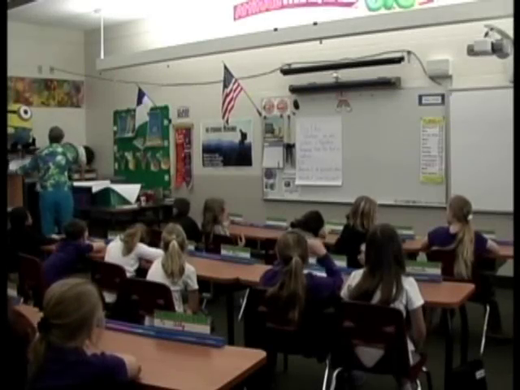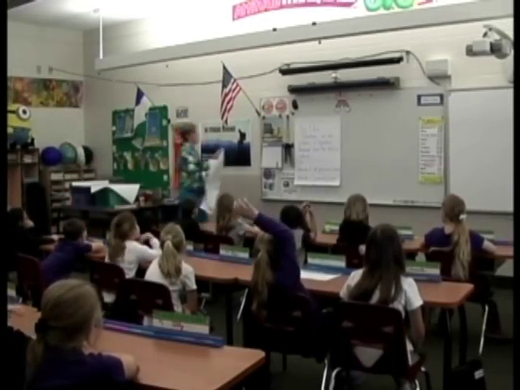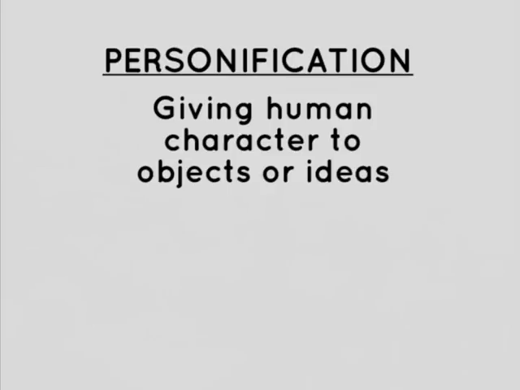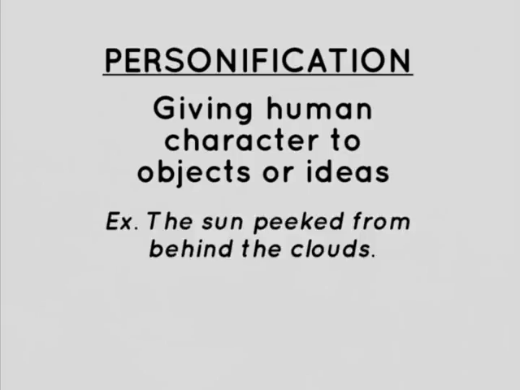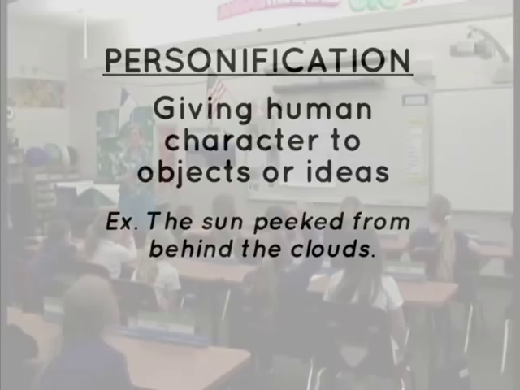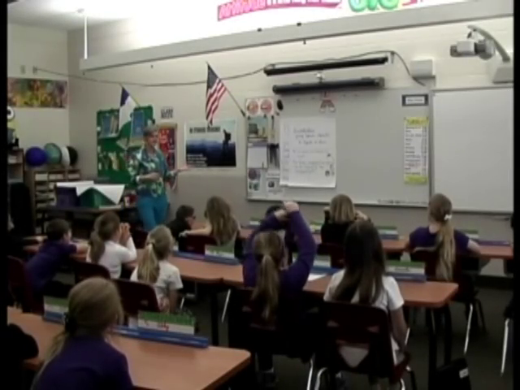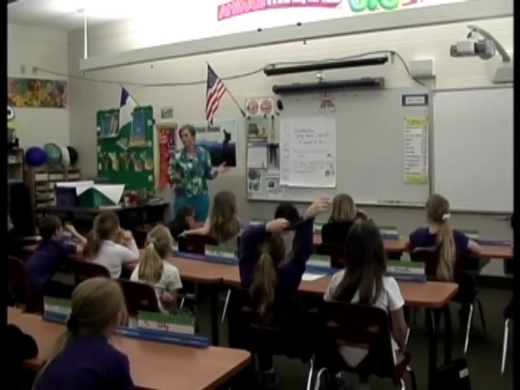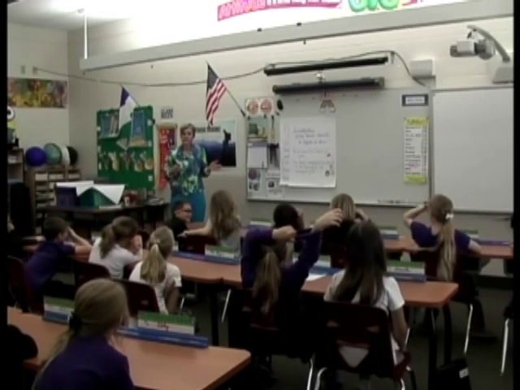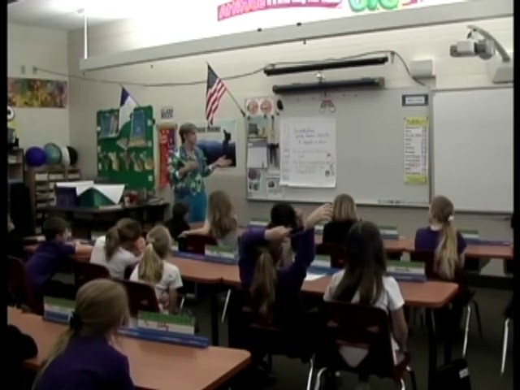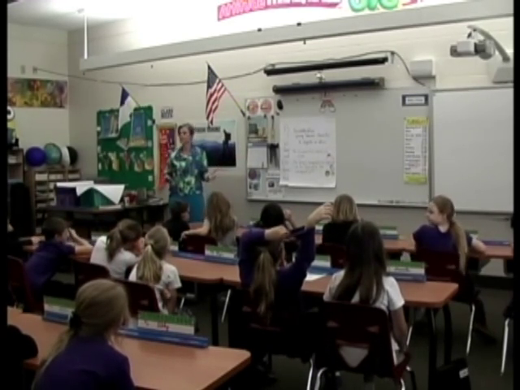The one we're going to talk about today is personification. Giving human character to objects or ideas. An example is the sun peeked from behind the clouds. So we can peek at things. Can the sun peek at things? No. But we all know what that means. It's peeking from behind the clouds. We're personifying that, saying that it has human characters.